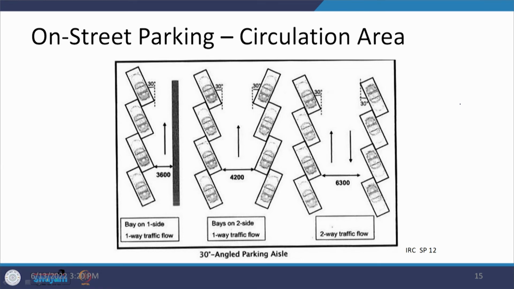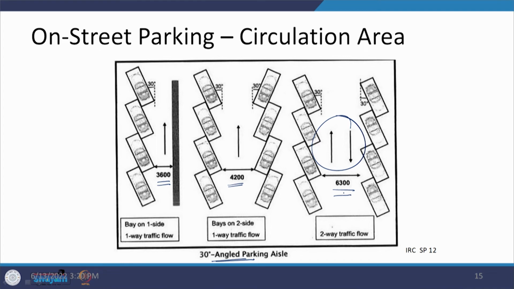Here we can see that this is a 30 degree angle parking, and in the 30 degree angle parking the vehicles have been parked, and the circulation space which is being provided is minimum 3600 mm or 3.6 meters. This is a case when the vehicles are being parked only on one side, but say there is a circulation area and on both the sides of it the vehicles are being parked, then this has to be increased to 4.2 meters, and if it is a two-way traffic, then this is increased to 6.3 meters.